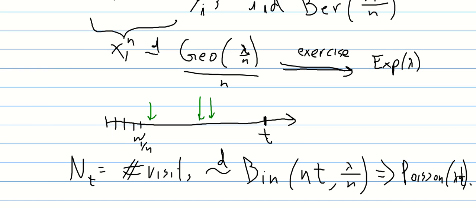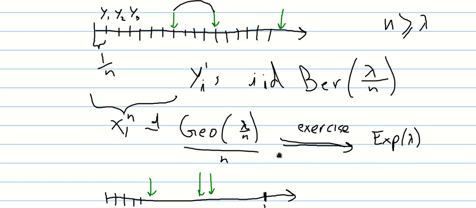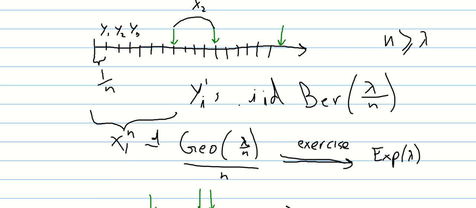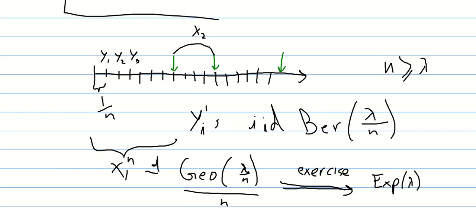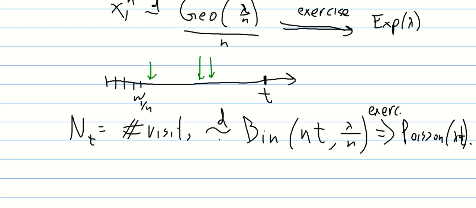So the exercise is to show this convergence here, and the fact that the xi's are independent, to see that the Poisson process can be seen as the continuous process above, but also as the limit of this discrete process here.